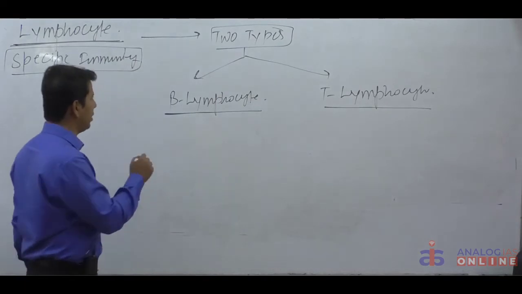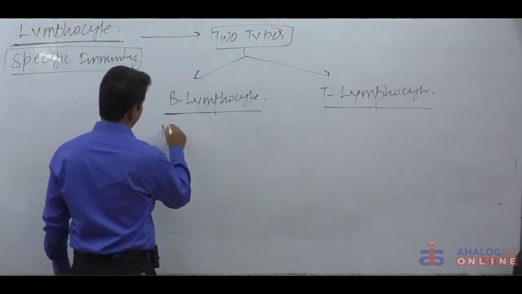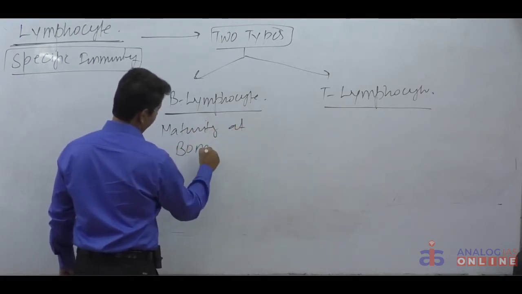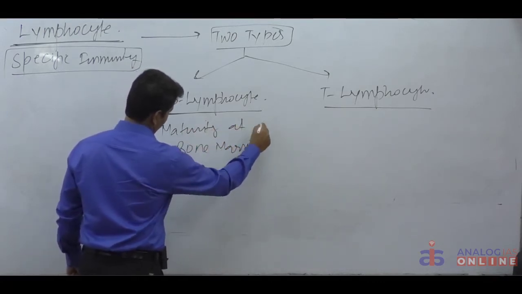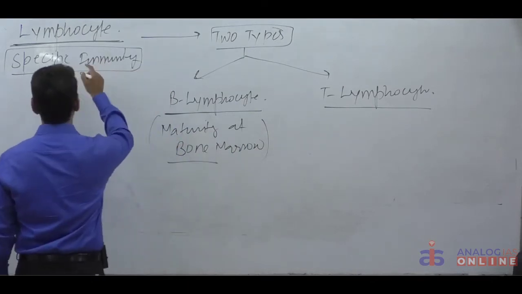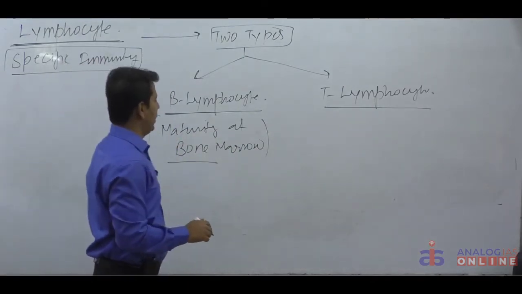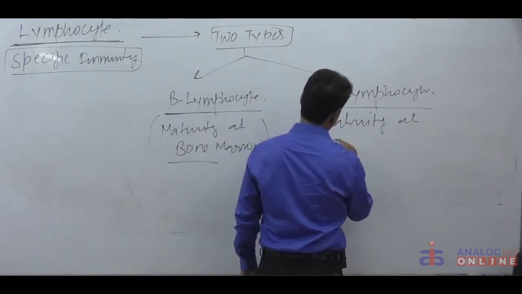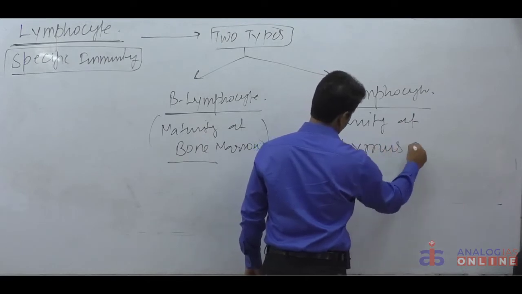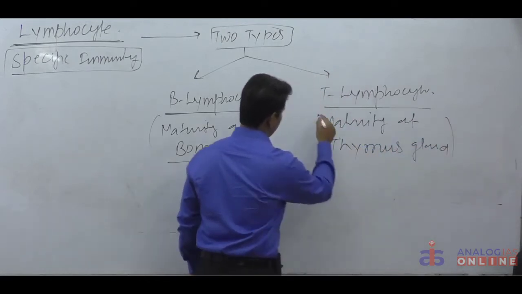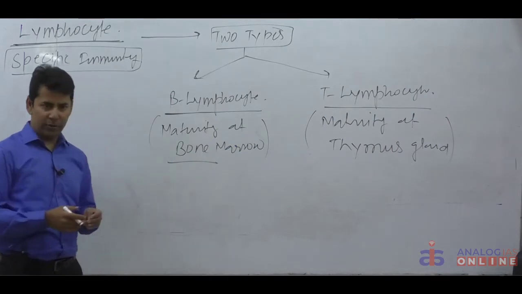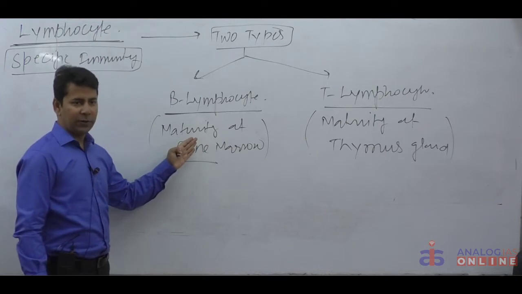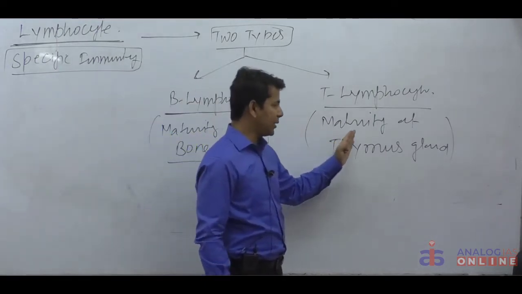So the differentiation between B lymphocyte and T lymphocyte happens at maturity. Although formation takes place at the bone marrow, that you need to understand, maturity happens at the bone marrow for B cells and at the thymus gland for T cells. That means they take birth in the bone marrow, and if they get training in the bone marrow, they become B lymphocyte. If they get training in the thymus gland, they become T lymphocyte.